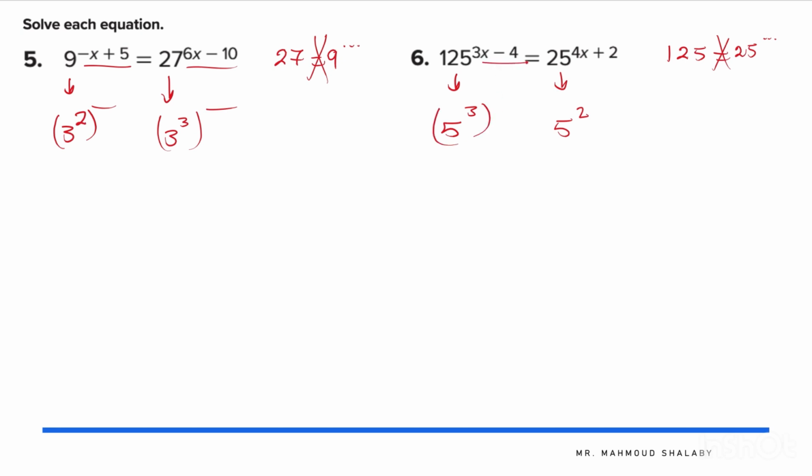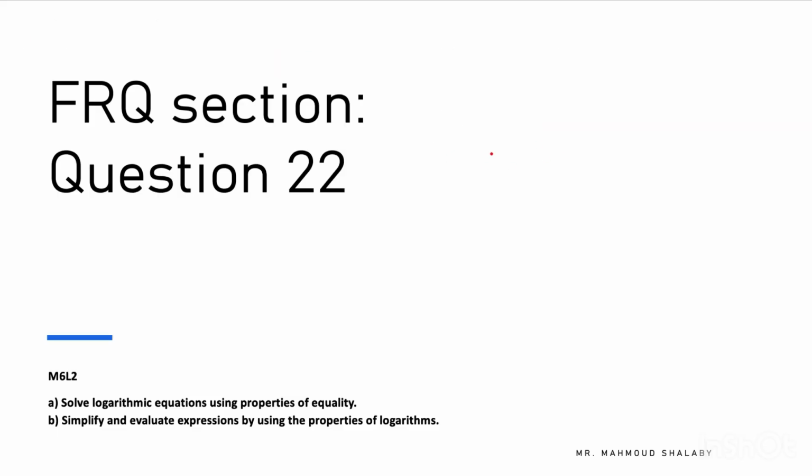Put the bracket and the exponent, like here and there, then multiply over the bracket, and then solve the equation. Alright? So this was question 21. Now the free response question 22.